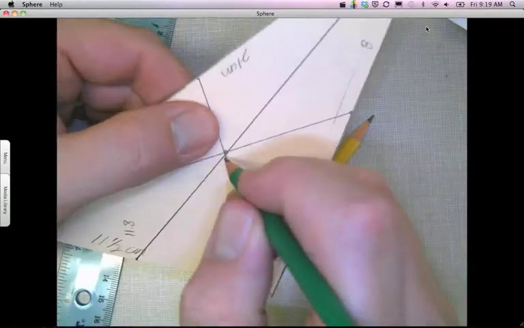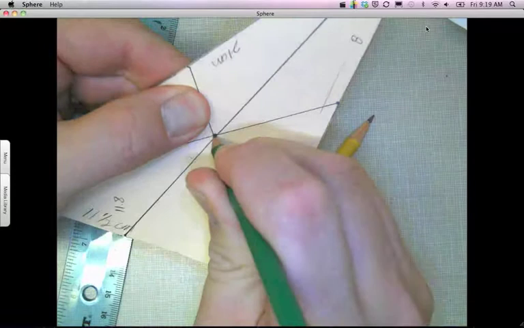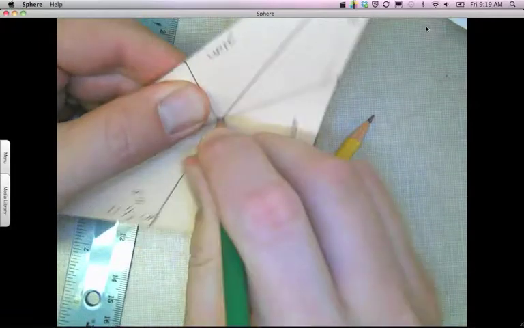Now, you take your pencil, and you stab it right through the centroid. And then your triangle should balance perfectly, and you can spin it. Oh, wow. Yeah. Does that make sense? There you go.